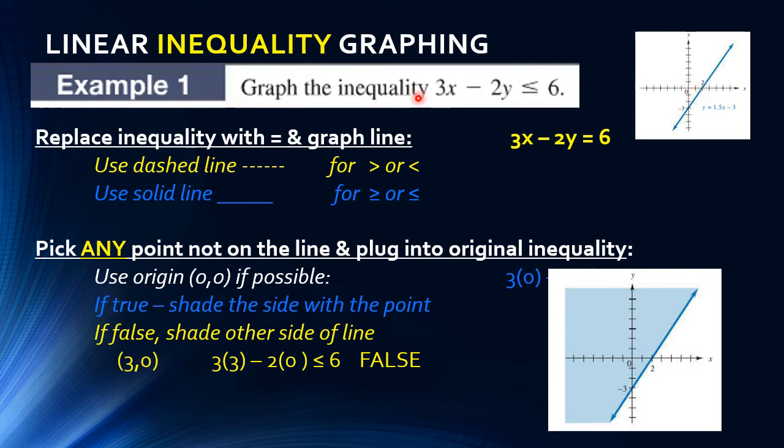And if we plug it into the original inequality and get a true statement, then we shade that side of the line. If we plug in the point that's on and we get a false statement, we shade the opposite side. Okay, because that means that in this case 3, 0 is not part of the solution, so it's everything on the opposite side.